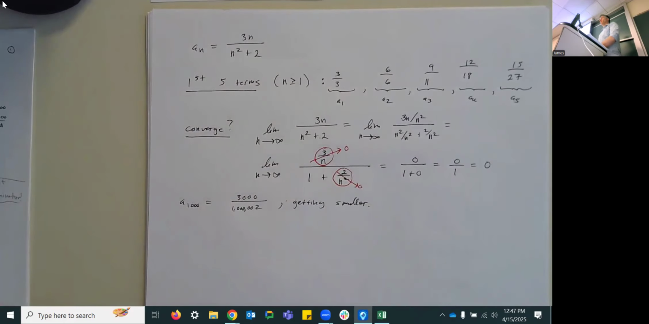I should point out, when I use the word small, I mean close to 0. If I mean something that's really, really negative, I'll say negatively large, like negative infinity is negatively large. It's not small.